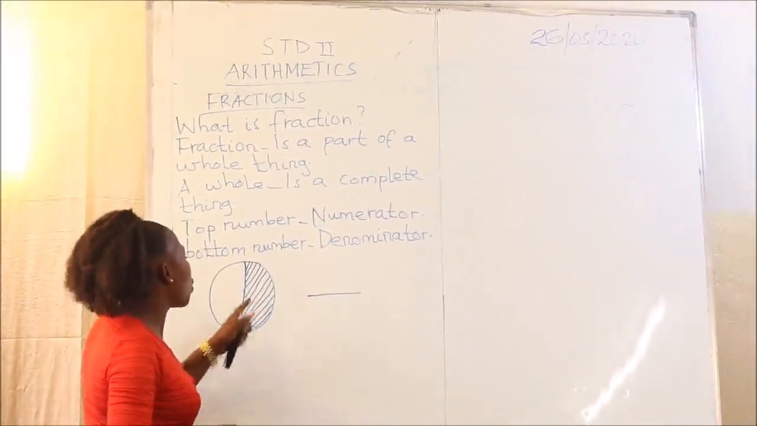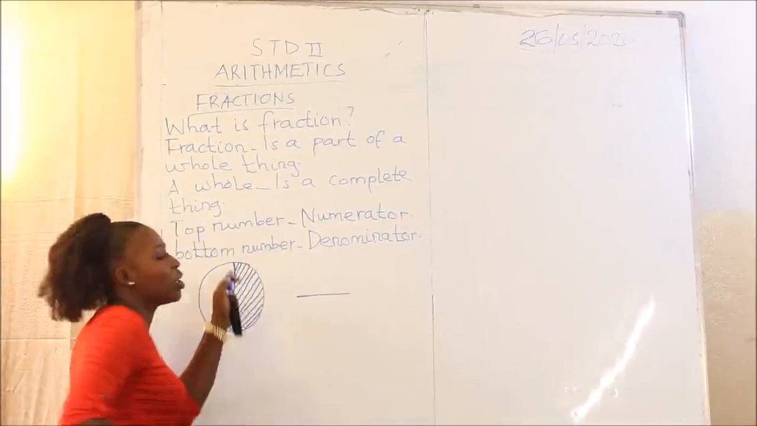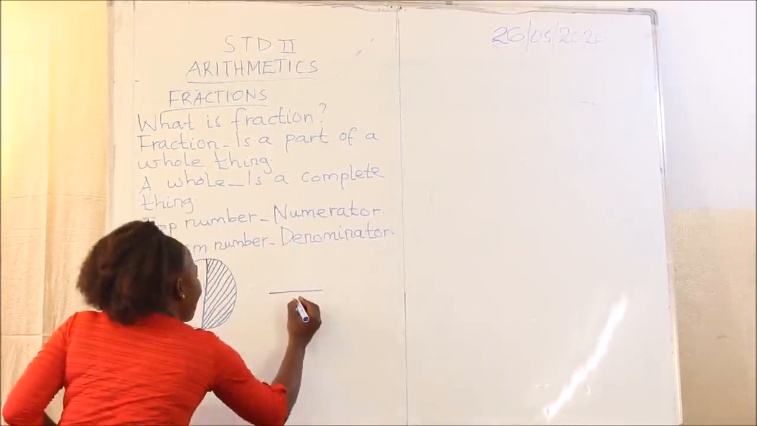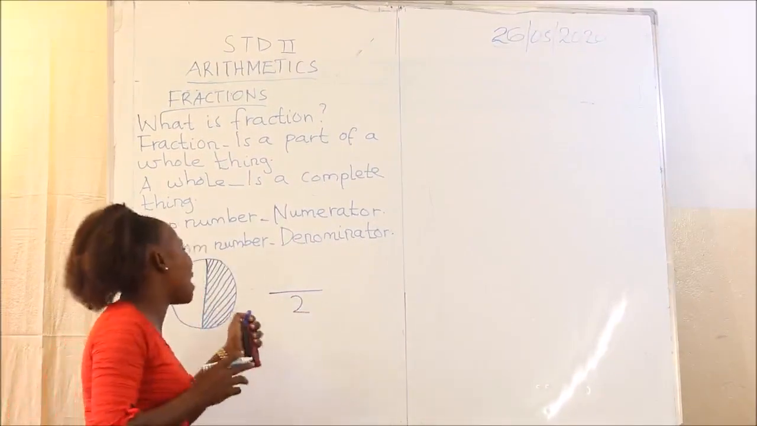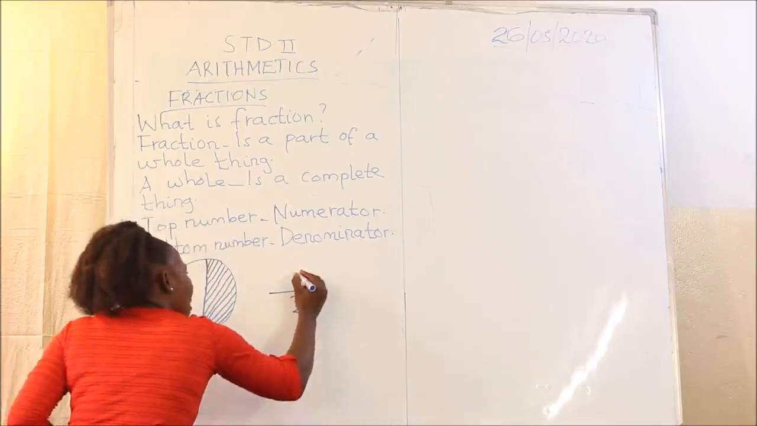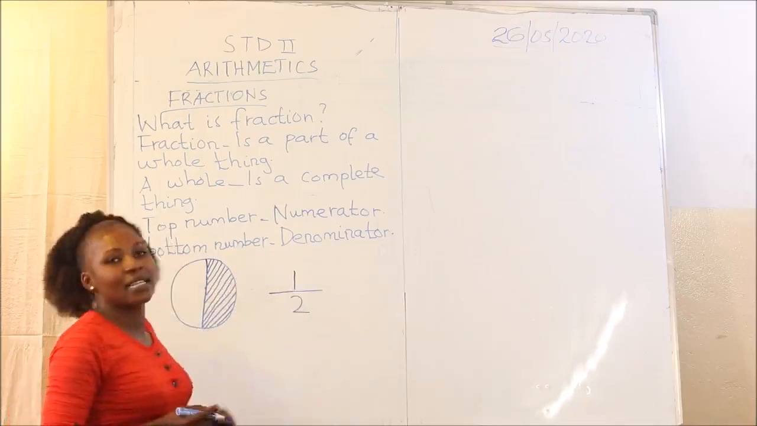So, what is the denominator according to this shape? We have 1, 2 equal parts. So where are we supposed to write it? At the bottom. Remember that I told you the bottom number is known as the denominator. So we have 2 equal parts. Out of these 2 equal parts, one part is out. So at the top we have to write our numerator, which is 1. Why 1? Only one part is out.